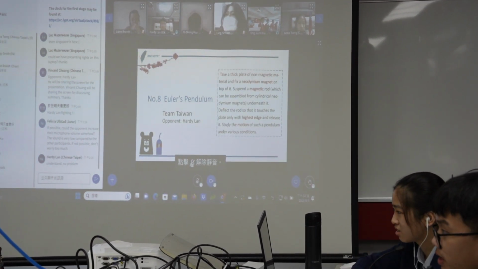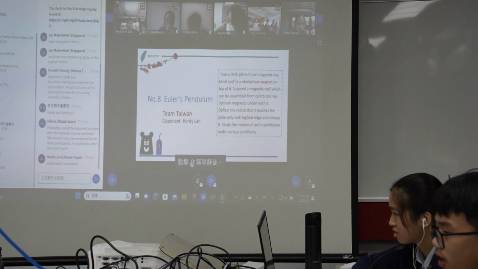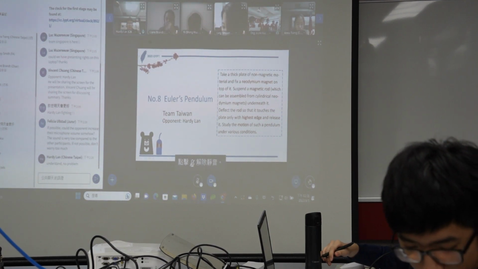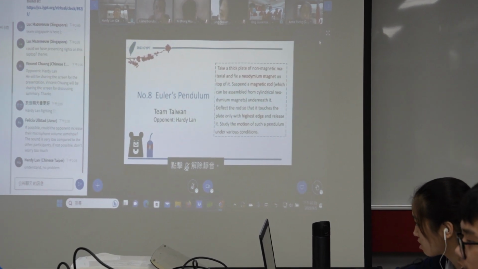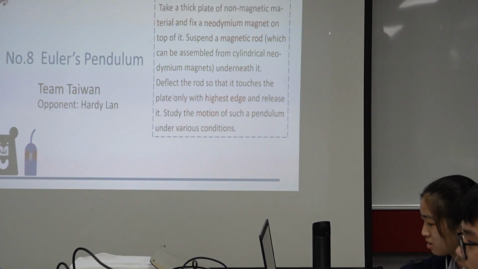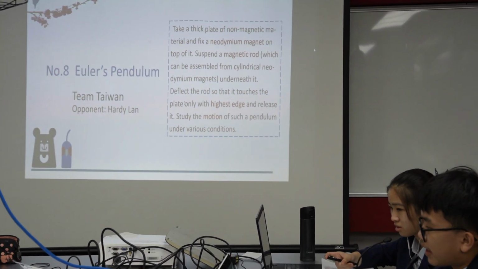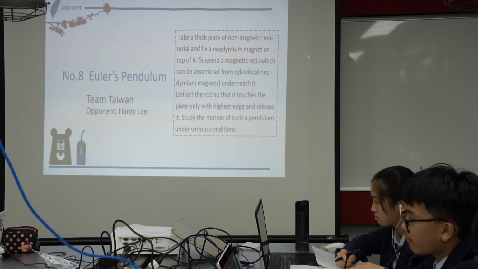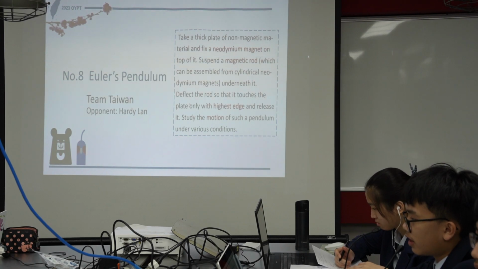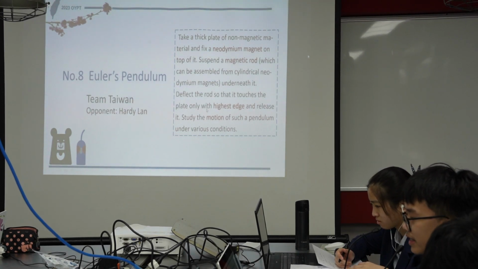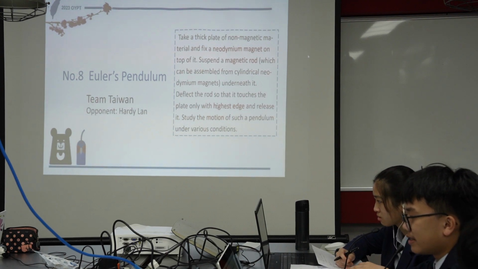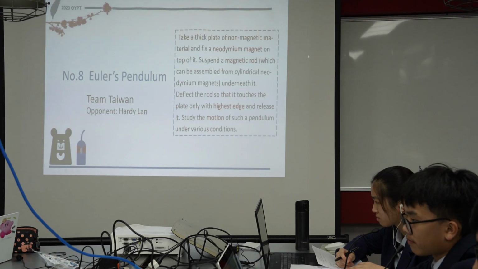Honorable juries and fellow competitors, I'm the opponent from Team Taiwan, opposing problem number 8, Euler Pendulum. The problem says: take a slick plate of non-magnetic material and fix a neodymium magnet on top of it. Suspend a magnetic rod, which can be assembled from cylindrical neodymium magnets, underneath it. Deflect the rod so that it touches the plate only with its highest edge, and release it. Study the motion of such a pendulum under various conditions.